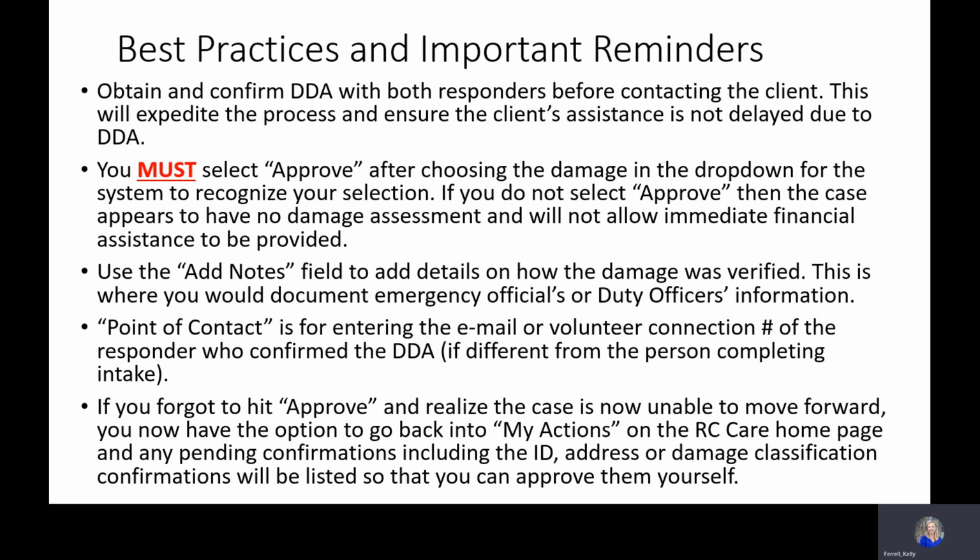You can use the Add Notes field to detail how the damage was confirmed. This is where you would document emergency officials' or duty officers' information. Use the point of contact field for entering the email or volunteer connection number of the responder who confirmed the detailed damage assessment. If you forgot to hit Approve and realize the case is now unable to move forward, you now have the option to go into My Actions on the RC Care homepage, and any pending confirmations, including the ID, address, or damage classification confirmations, will now be listed so that you can approve them yourself.